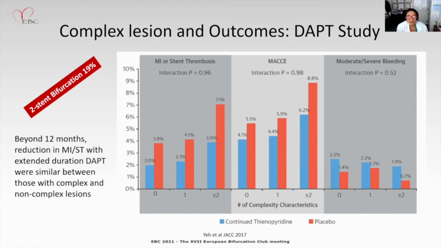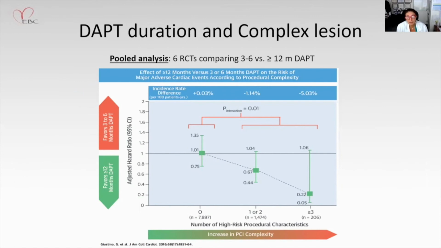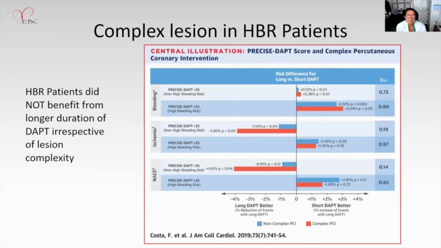That was in the DAPT study, but in this other study where he looked at the pooled analysis of 6 randomized trials, it was about the PCI complexity. And to me, this makes a lot of sense. If we look at high bleeding risk patients using the PRECISE-DAPT score and complexity, the work by Costa and Valgimigli is tremendously important. And even with complex disease, high bleeding risk patients should not be getting longer duration of DAPT.